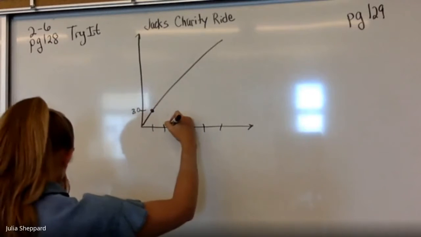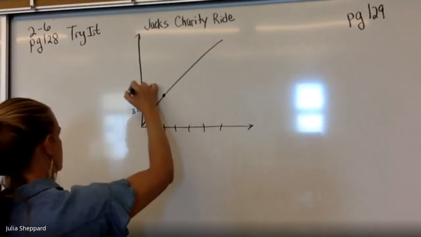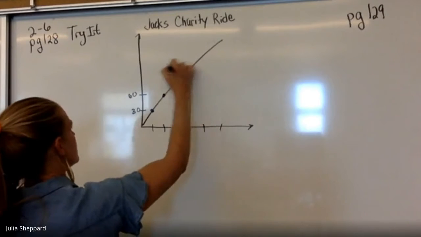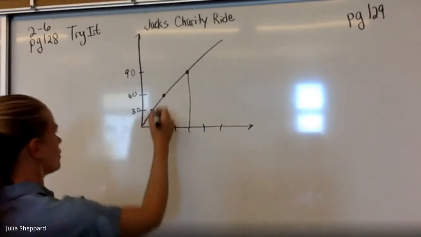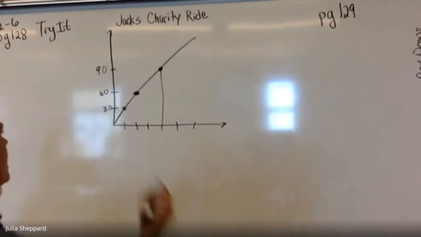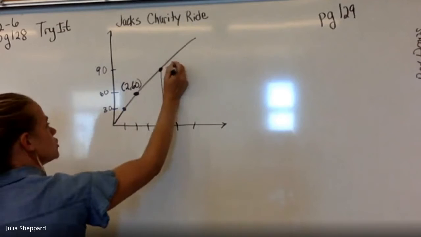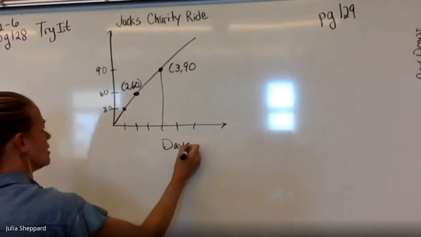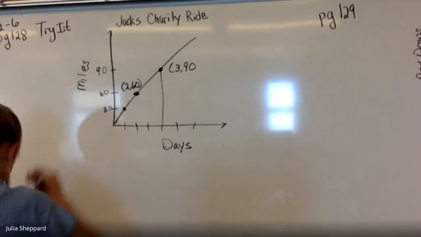You have to kind of figure this out from looking at the graph. At 2, he has 60. And at 3 days, he's gone 90 miles. All right. And they actually point out 2 points here. And remember, when we have points, we can label them as, right here would be 2, 60. And this is 3, 90. Remember, 3 would be days. And this right here is miles. Okay?